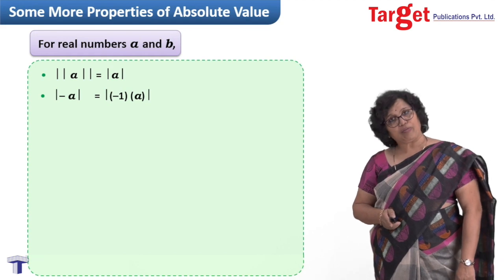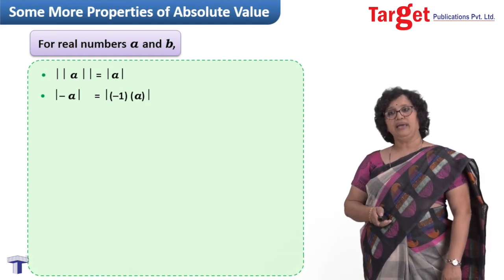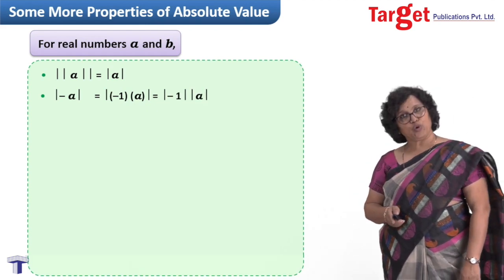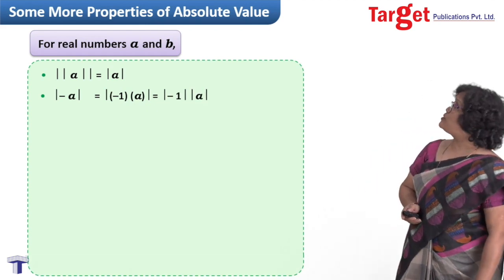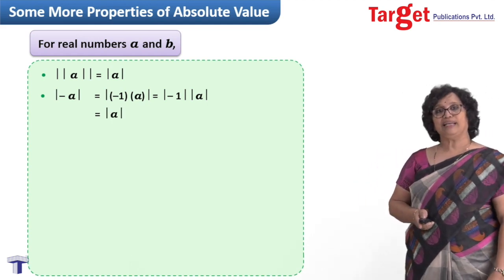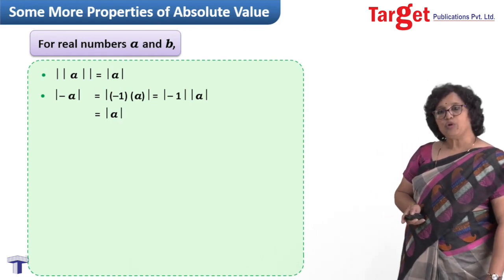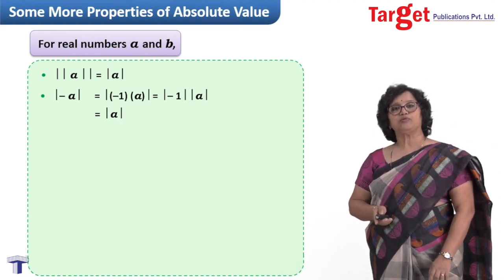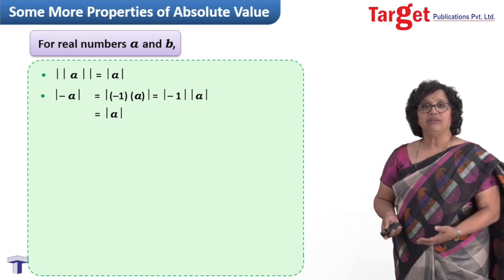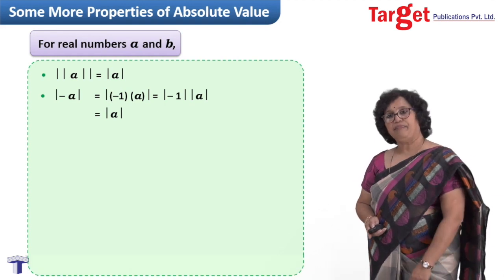That absolute value of minus a can be rewritten as absolute value of minus 1 into a, and using that property of product, we can write it as absolute value of minus 1 into absolute value of a. And then what will happen next? Absolute value of minus 1 is 1, and it reduces to absolute value of a. Now, absolute value of minus a equal to absolute value of a. This I have tried to derive, which was very much clear actually had you drawn the number line.